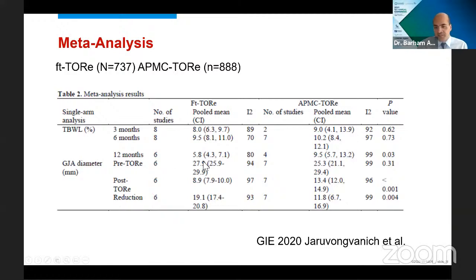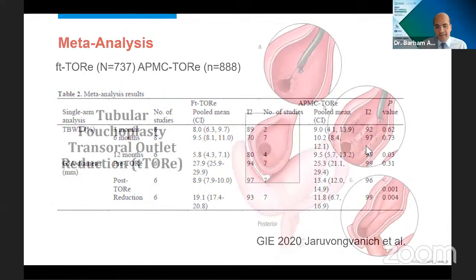But at 6 months, there's about 6% total body weight loss in the sutured TORE versus 9.5% in the APC. But this is again with 2 sessions rather than 1, so 2 endoscopies. And you could see this is the reduction of the anastomosis before and after.